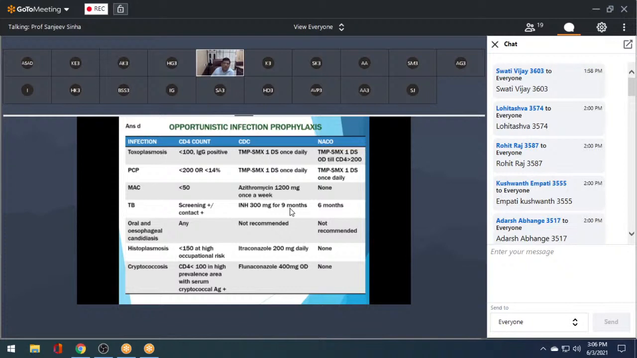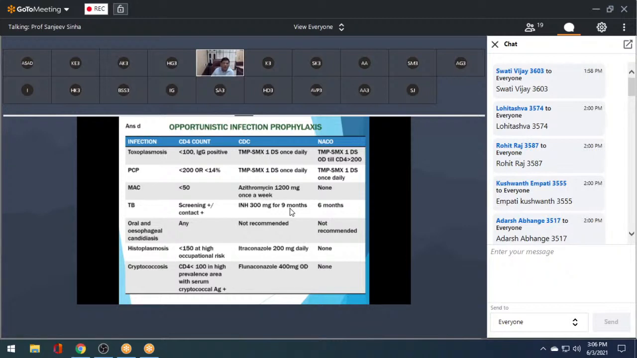And tuberculosis nowadays we are treating as per guideline, and we are giving them ATT for 6 months. And before starting that, we do screening, and we take the contact history from the patient, whether they have had contact with a positive patient.